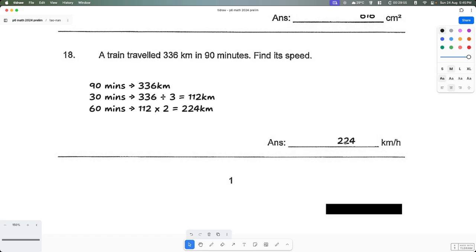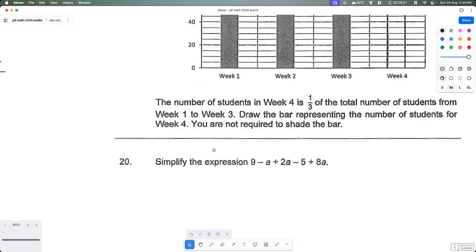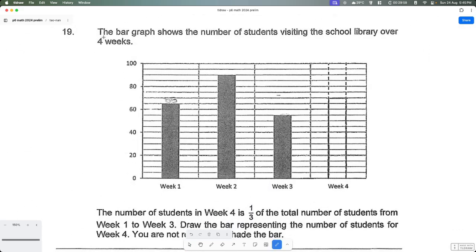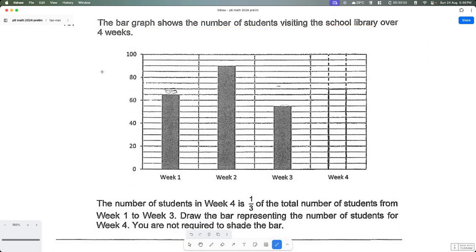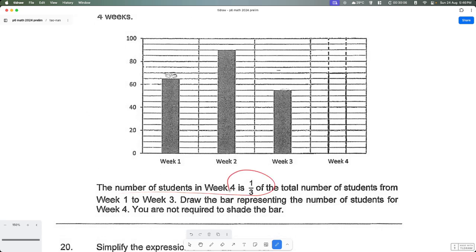All right, let's move on to question number 19. The bar graph shows the number of students visiting the school library over 4 weeks. The number of students in week 4 is one third of the total number of students from week 1 to week 3. Draw the bar representing the number of students for week 4. You are not required to shade the bar.